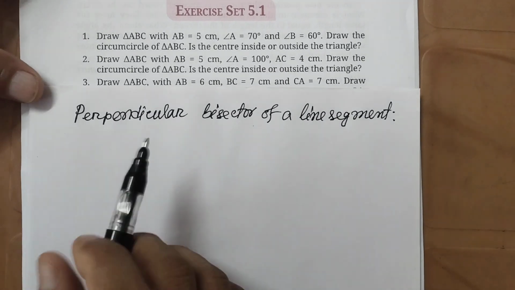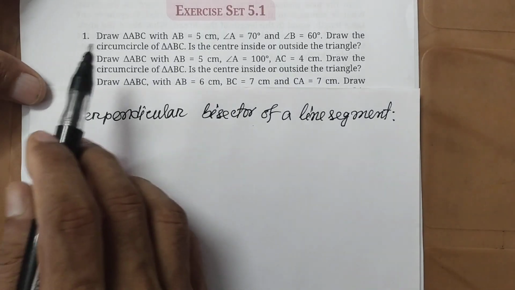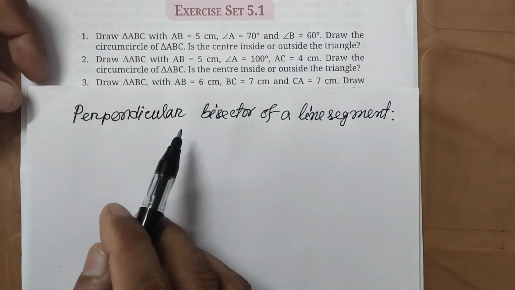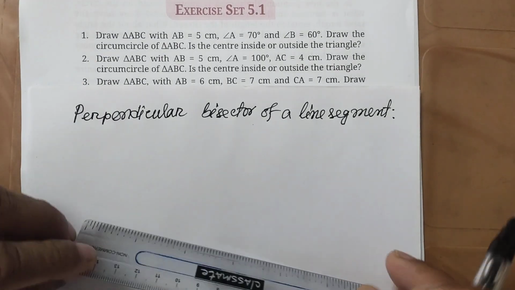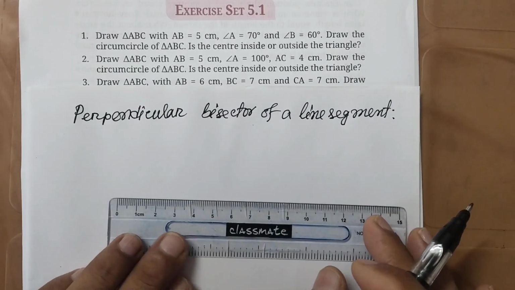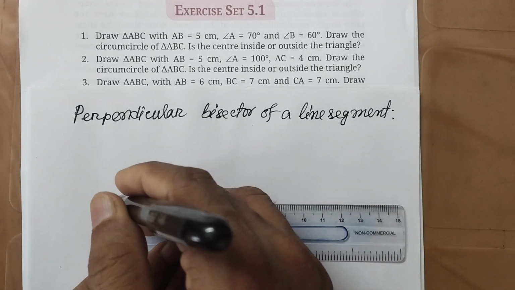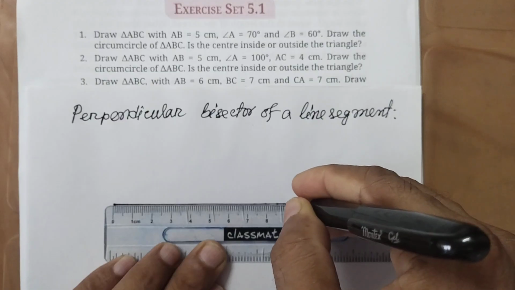In this exercise video, we are going to solve exercise 5.1. Before we start solving the questions from the exercise, you must know how to draw a perpendicular bisector of a line segment. You can draw a line segment of any length. Any length means the length will be mentioned in the question. Drawing a line segment of any length, I am drawing here, say it is of 9 centimeter.